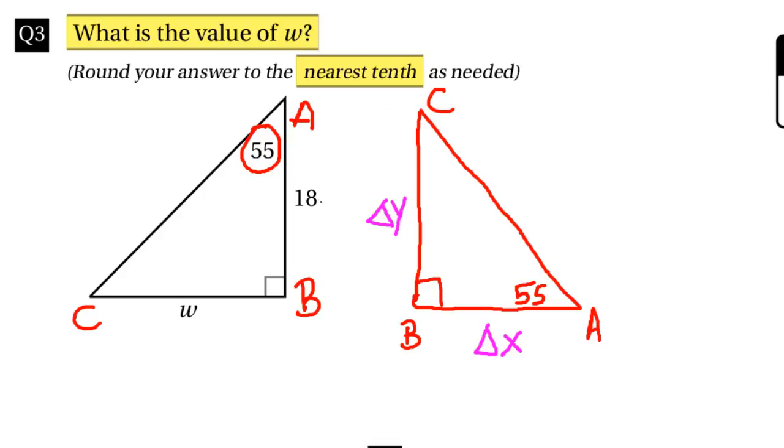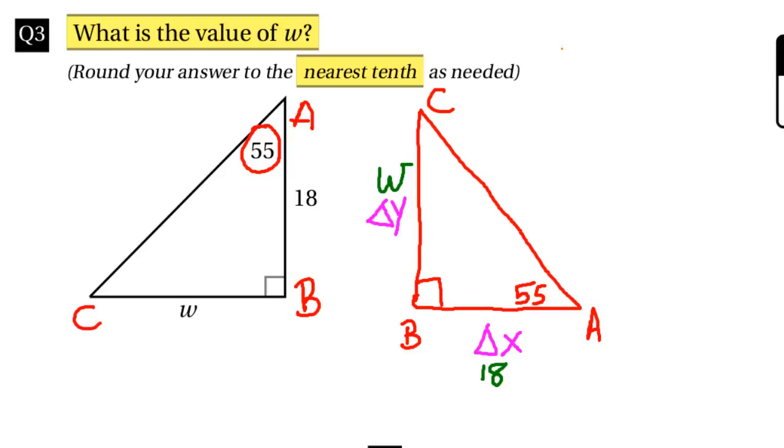rest of this problem. If I take a look here in the original triangle between A and B, it's 18. So if I go over here, I can see that 18 is going to be in the delta x position. And then if I take a look between C and B, I can see that there's W. So if I come over here to my redrawn triangle and put W, I can see that W is going to be in the delta y position.